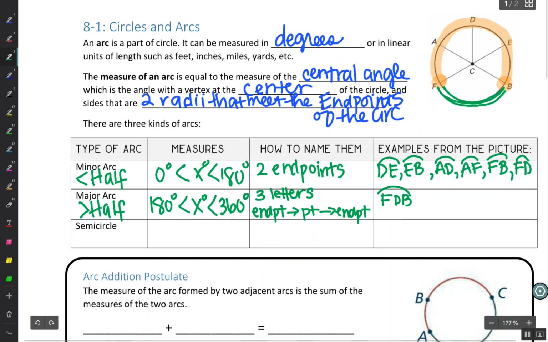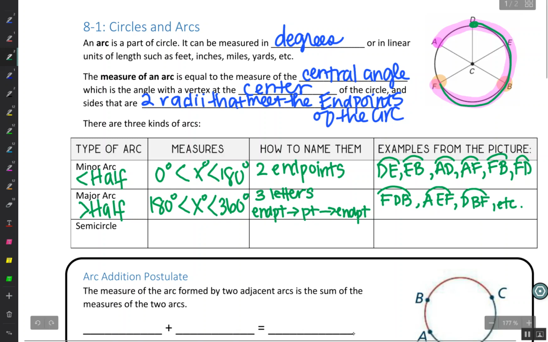Okay, let's find some more major arcs. We could do A through F. So we can call that AEF. We could do D to F, DBF, etc.